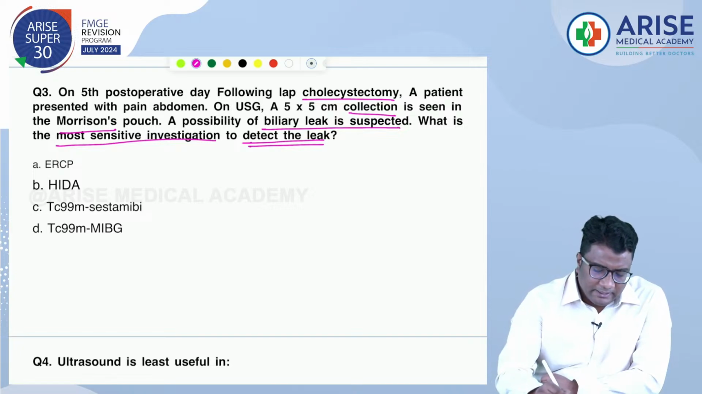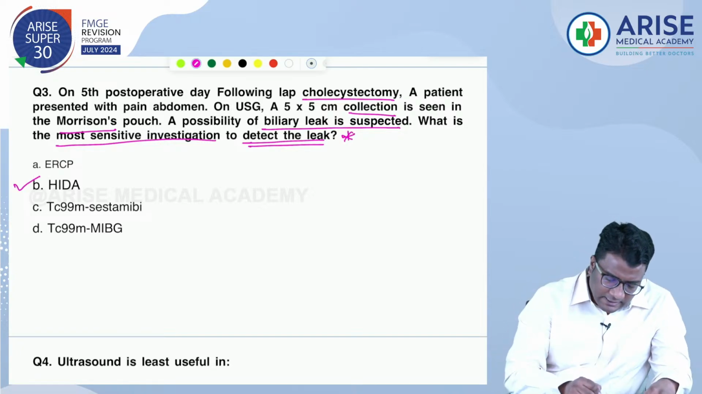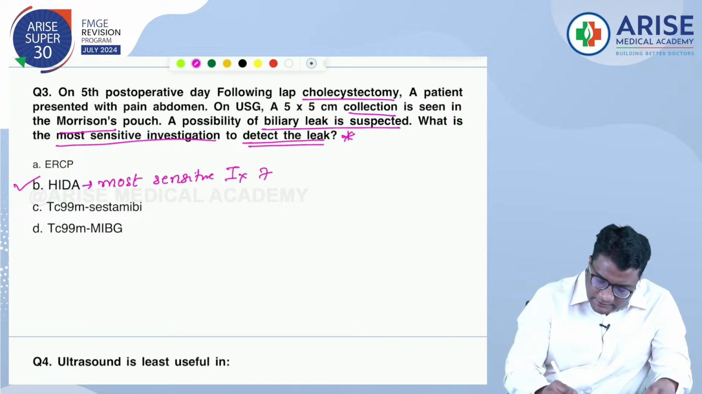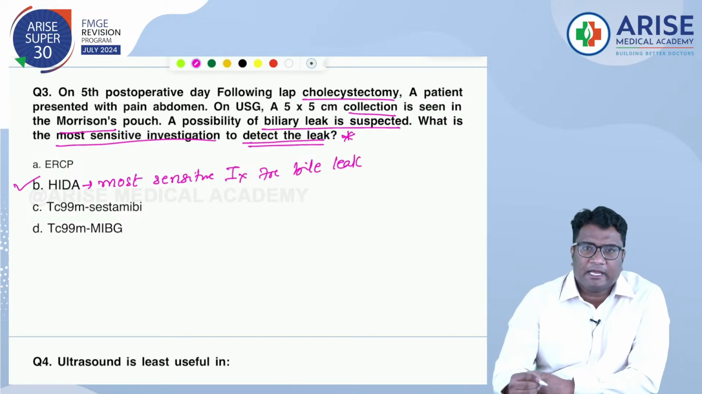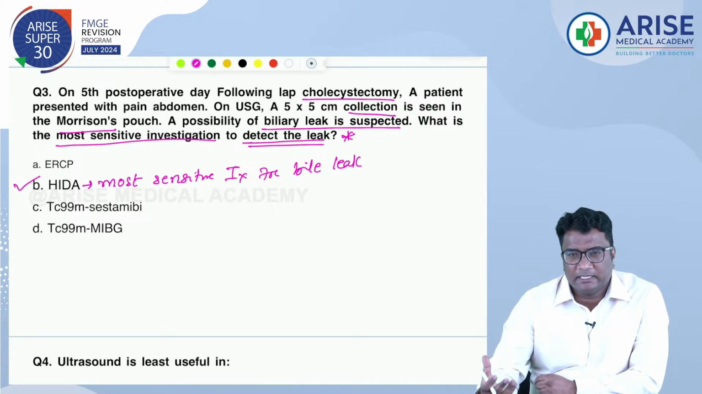Very good, right? To detect the biliary leak, you go for HIDA scan. Please remember, HIDA scan is the most sensitive investigation for bile leak. But HIDA scan or nuclear scans have poor anatomical detail. It does not show you the anatomical detail. It only tells you that the collection is bile. The tracer activity in the area will tell you that it is bile that is coming there because of the HIDA uptake in that area.